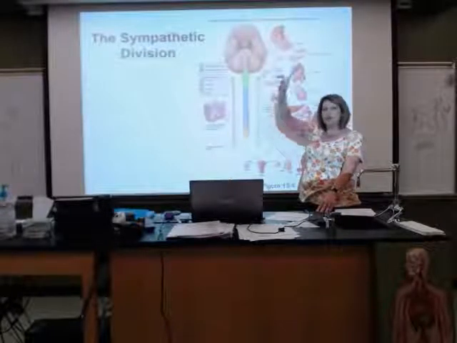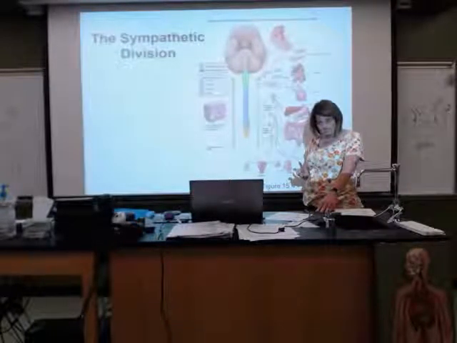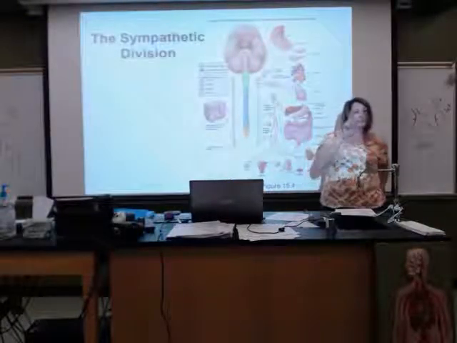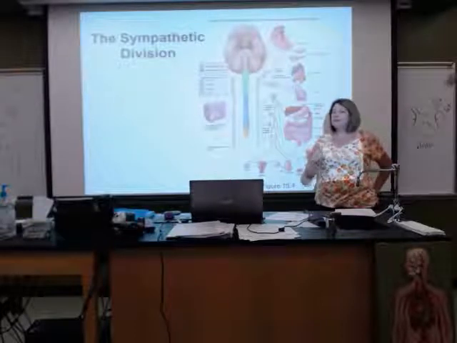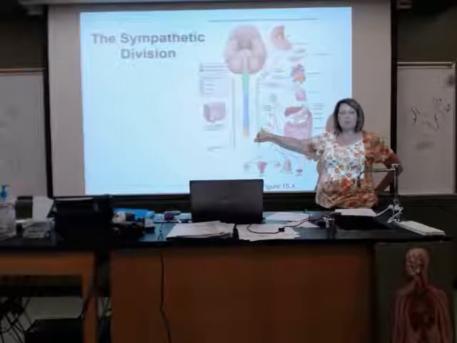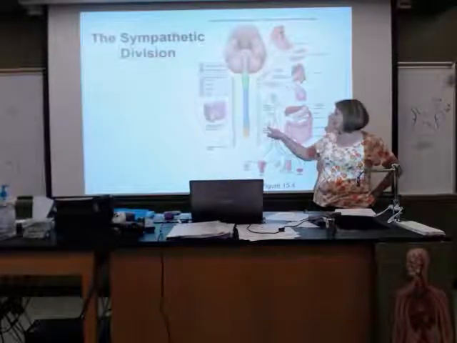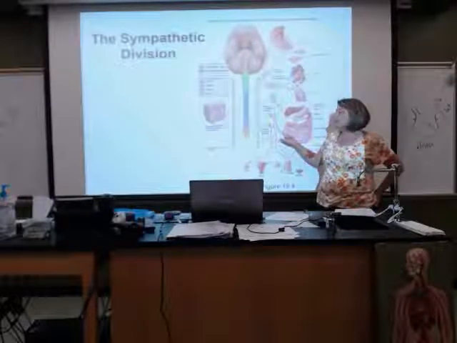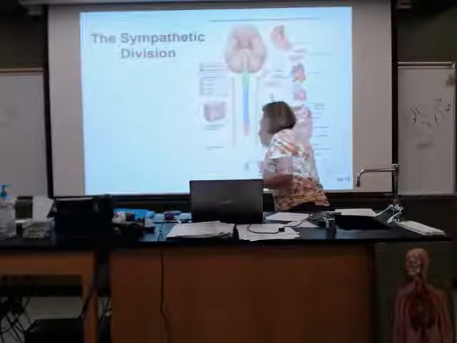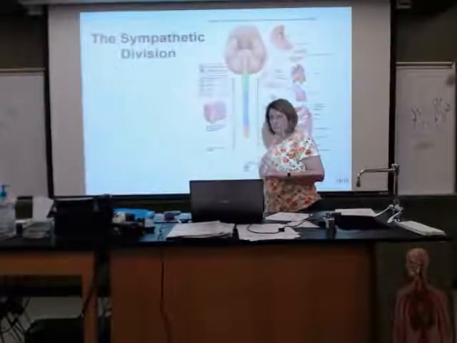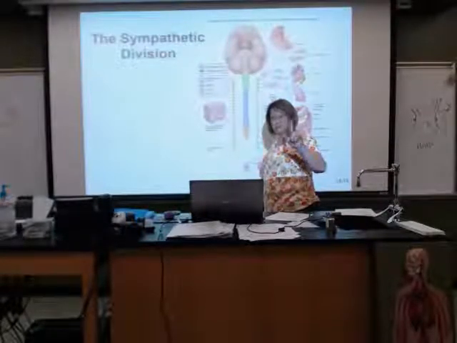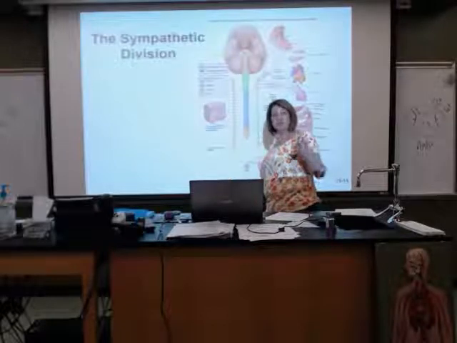Now follow my colors here. They are trying to show us that the preganglionic fiber is in green. My postganglionic fiber is red. Now, if information is for the sympathetic division, remember, the division that will begin the fight or flight.